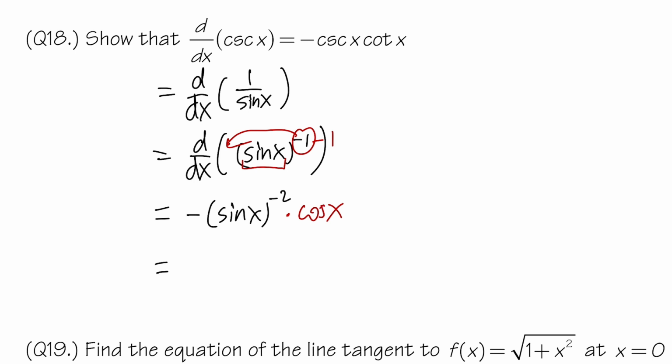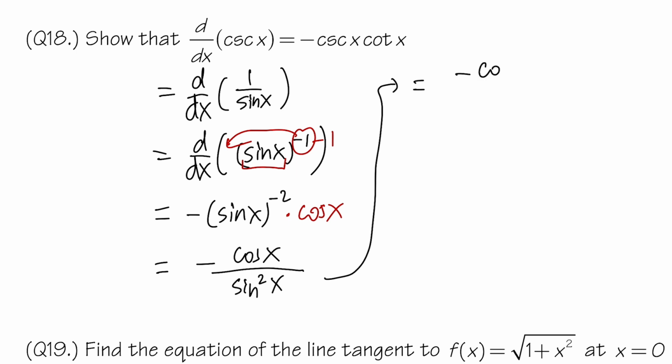Alright, now we can write this as negative cosine x on the top over sine x to the negative 2 power. So we can write it like this, sine squared x. But I want to end up with this, so I will bring 2 here. We can write this as negative cosine x over sine x times sine x.